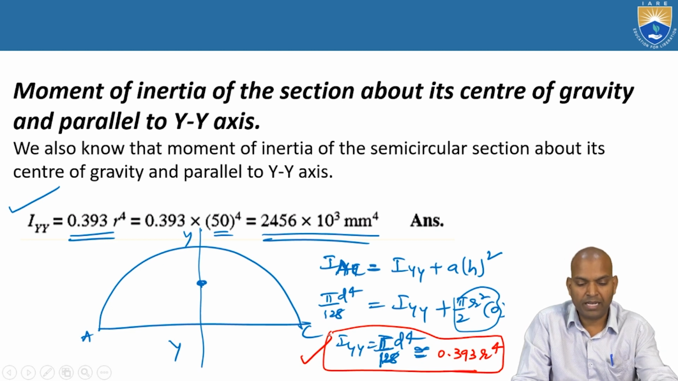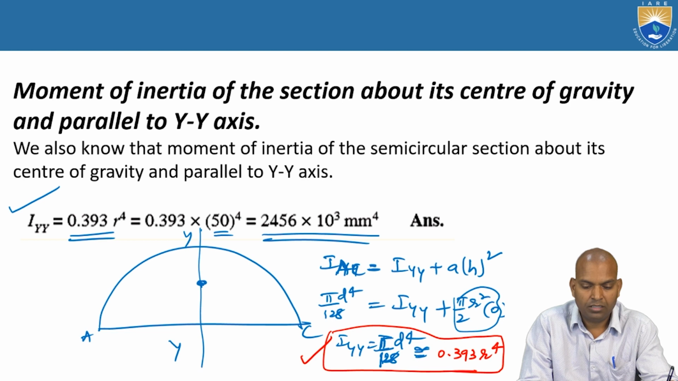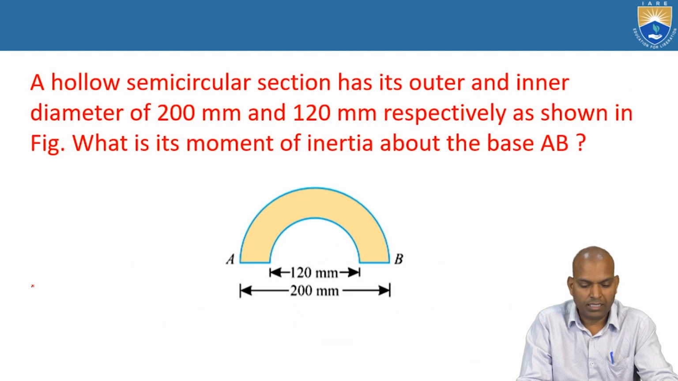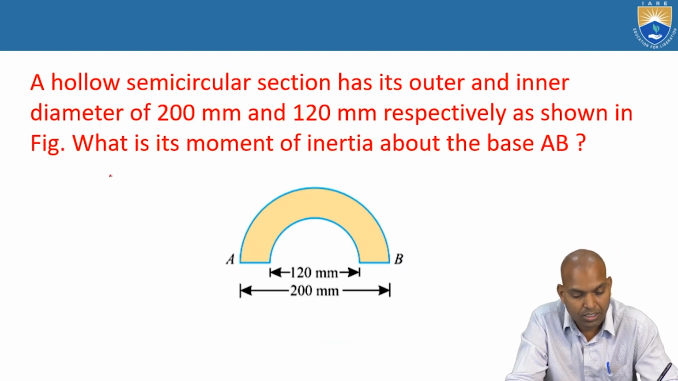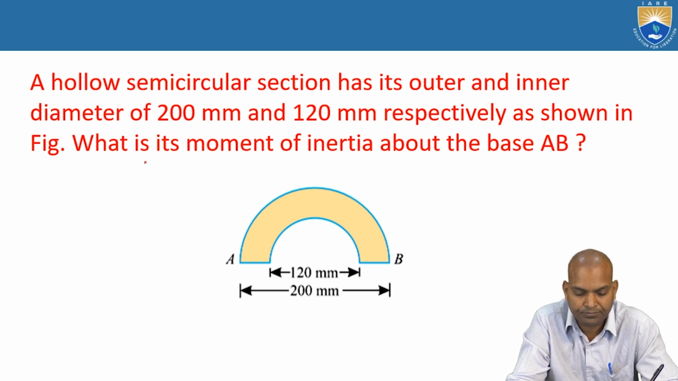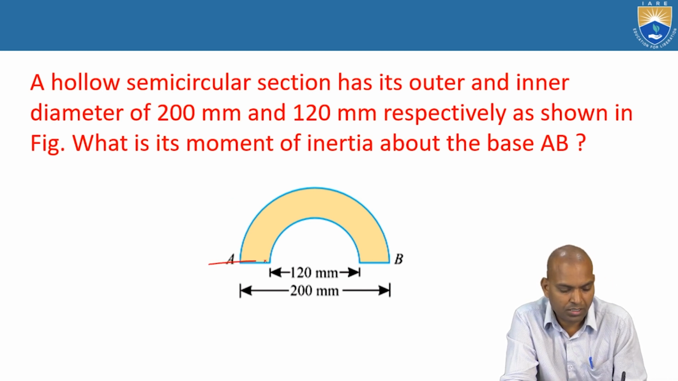Thus we have to find the moment of inertia of the section about its center of gravity and parallel to axis y. Next, this is another problem we are going to solve here: a hollow semicircular section, the hatched area. We have to find the center of gravity and the moment of inertia about its base AB.